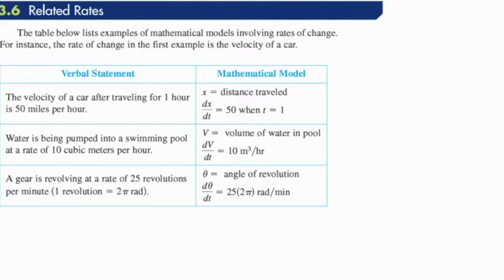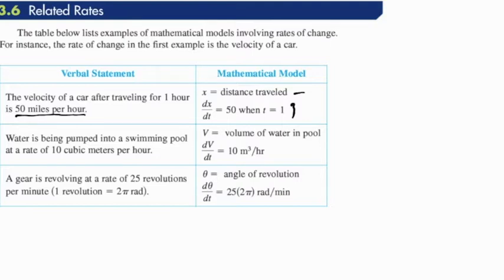So the table below lists examples of mathematical models that involve rates of change. For instance, the rate of change in the first example is the velocity of a car. We can see that x is the distance traveled, but dx dt is the velocity. So when you're going 50 miles per hour, that is the change in position as time is changing.